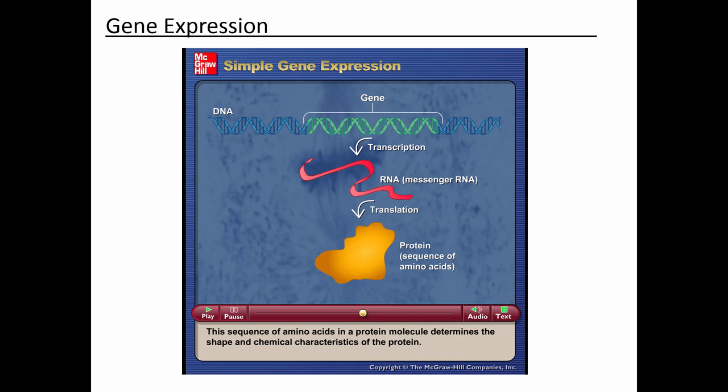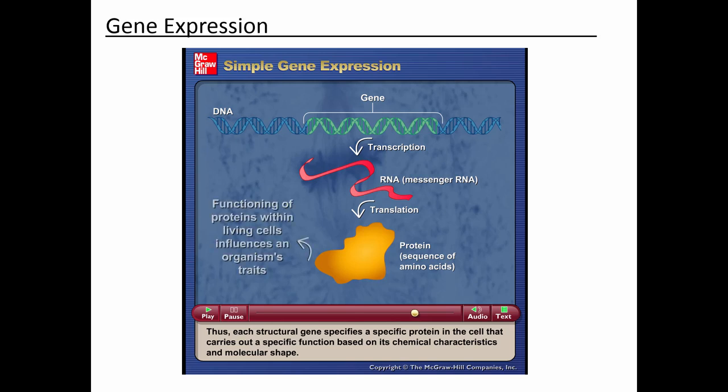This sequence of amino acids in a protein molecule determines the shape and chemical characteristics of the protein. Thus, each structural gene specifies a specific protein in the cell that carries out a specific function based on its chemical characteristics and molecular shape. This function of a specific protein gives the cell and the organism the specific trait coded by the gene.